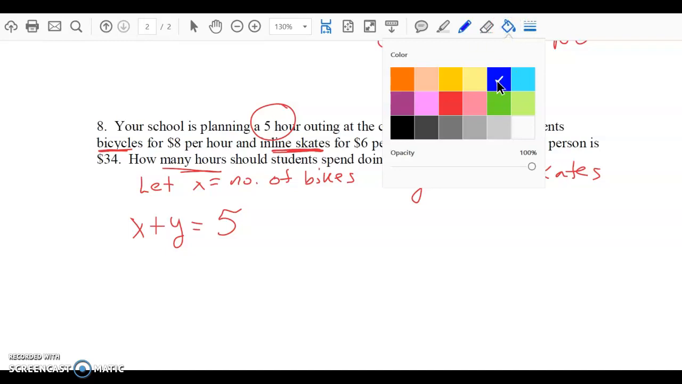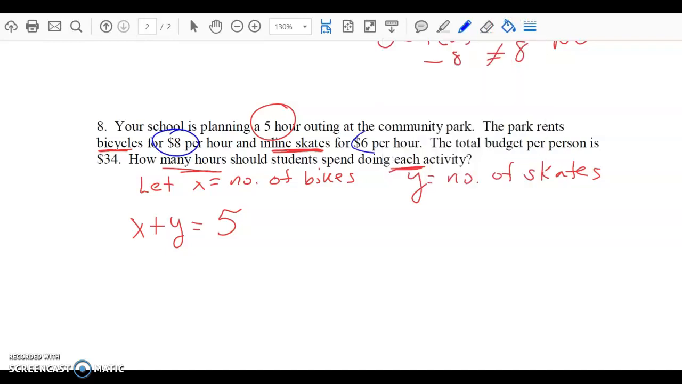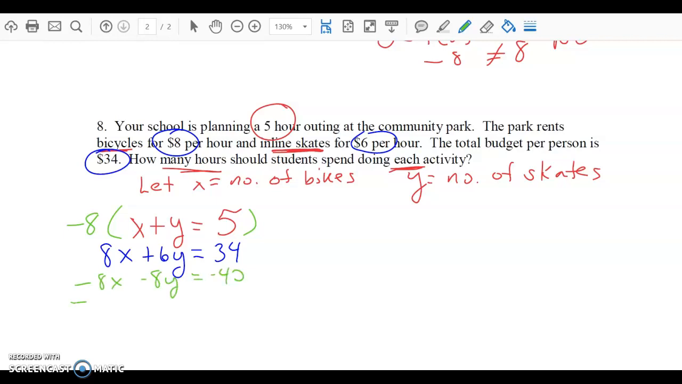Other options that we have is we have this money, $8 per hour, $6 per hour, and $34. So obviously those relate to money. So 8x plus 6y should equal 34. And so now we can go ahead and figure out what we want to multiply by. And I would multiply the top by negative 8. So that's going to give me negative 8x minus 8y equals negative 40.